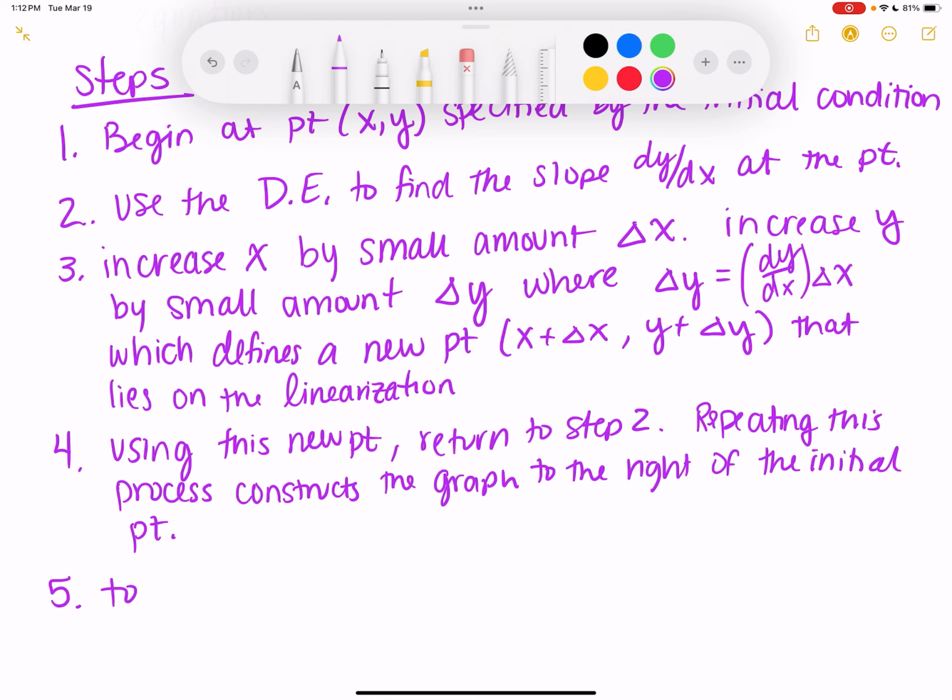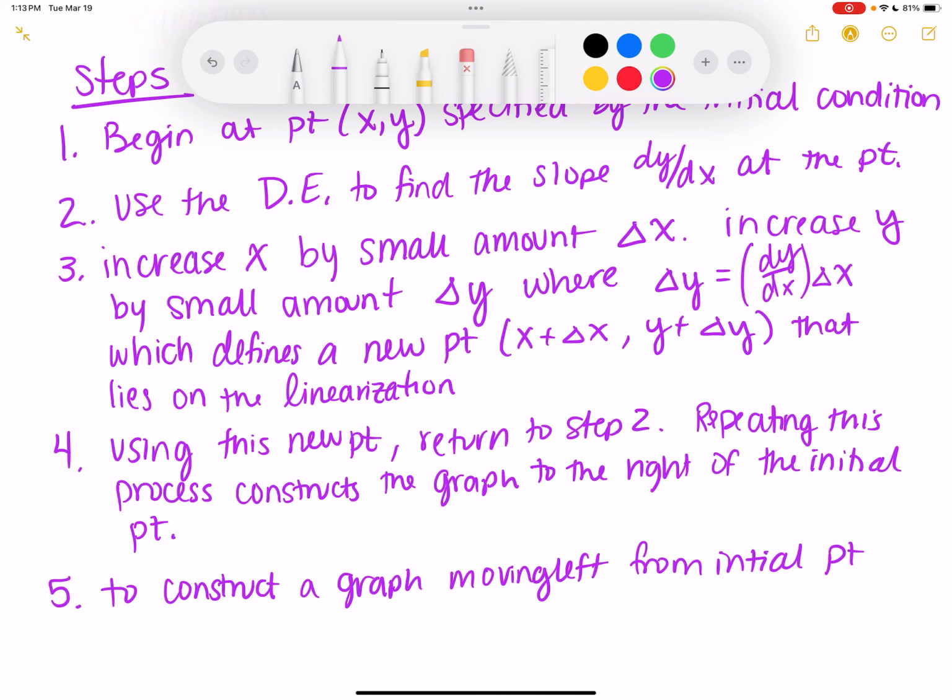Five, to construct a graph moving left from the initial point, repeat the process using negative values for delta x.